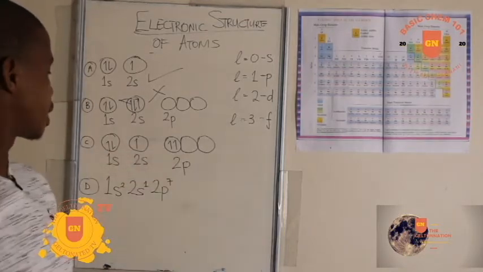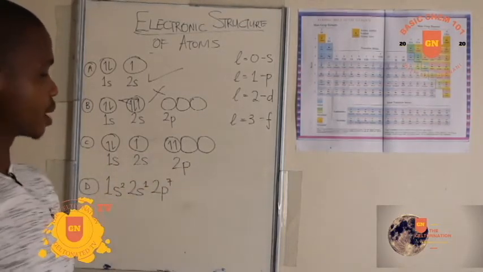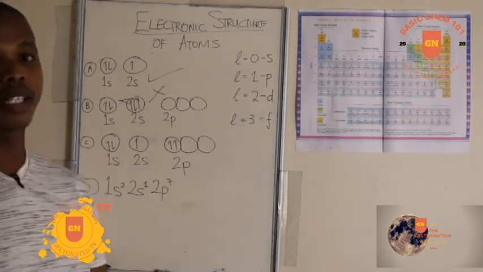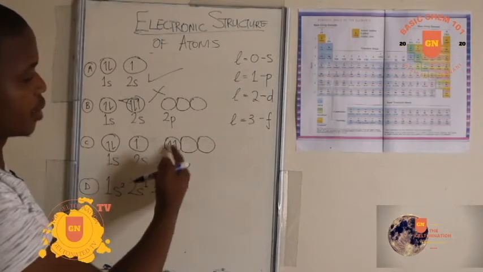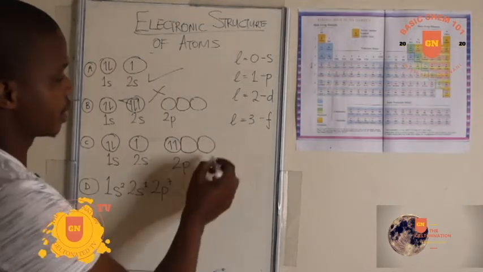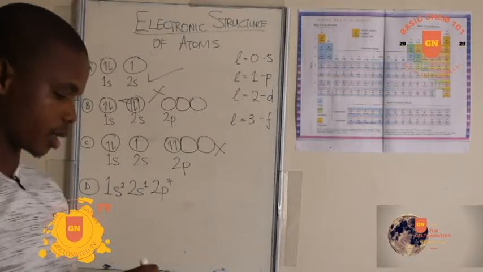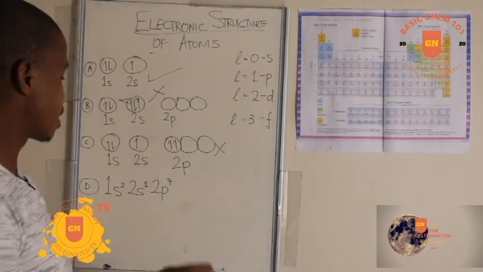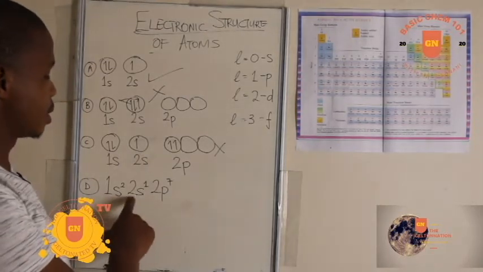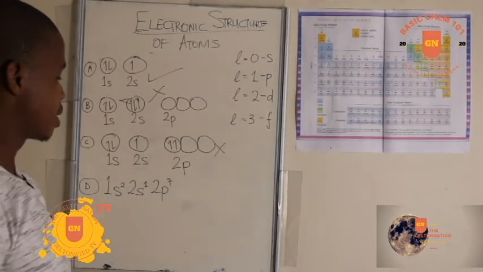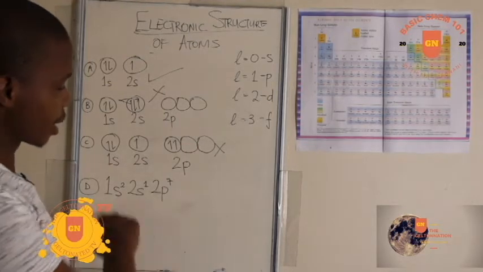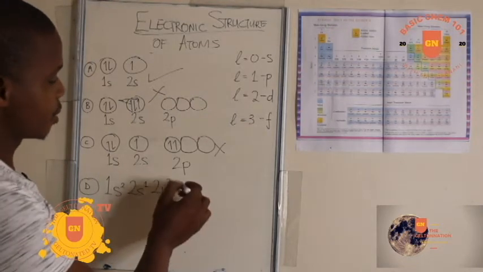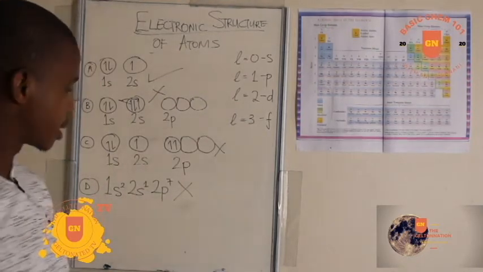Then if we look at this one, based on Pauli's exclusion principle, these two have the same set of quantum numbers because they are pointing in the same direction. So this one is not correct. Then if we look at this one, based on electron configuration, 1s2, 2s1, 2p7. So this one is not correct because p can accommodate up to 6 electrons.